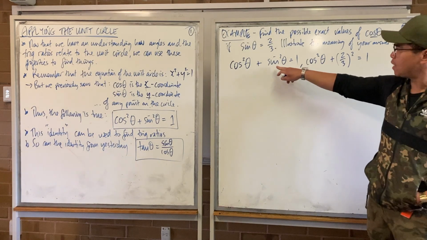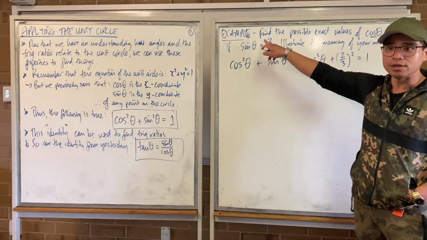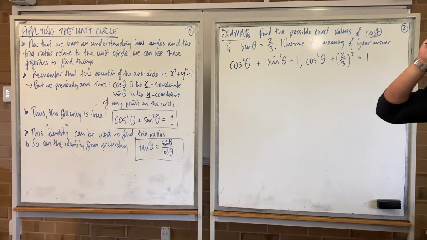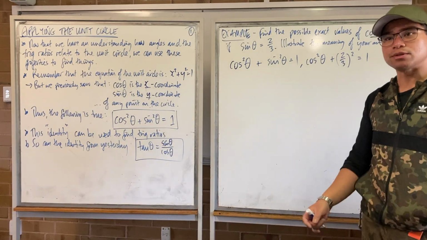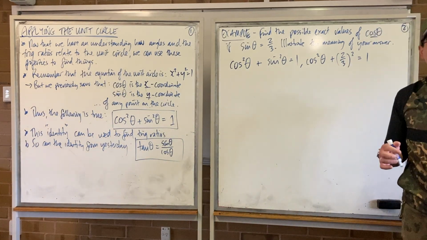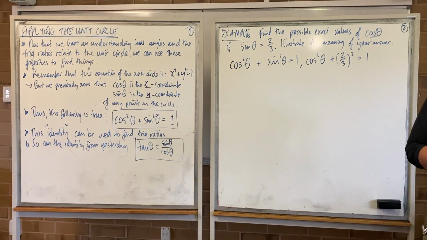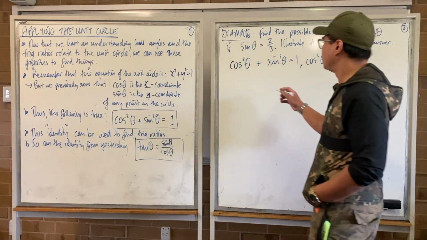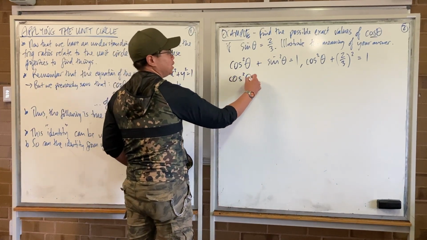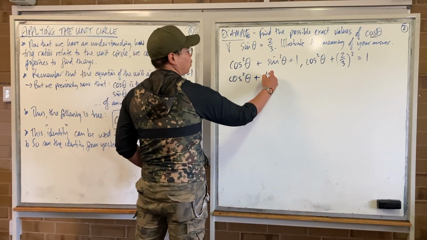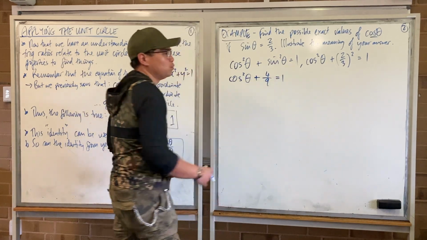All I did was replace sine theta with 2 over 3, which is the information given in the question. But now I need to square it. This is where the assumed knowledge comes in. How do I square a fraction? Do I just square the top, or do I have to square both? I have to square both. So the next line of working, well, now I'm doing actual maths: cos squared theta plus 4 over 9 is equal to 1.